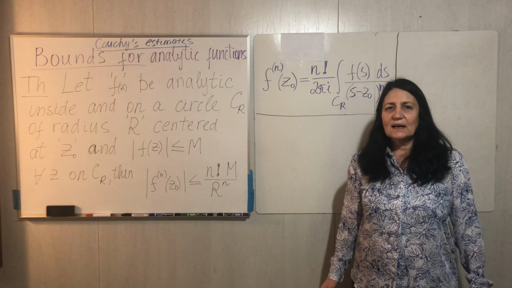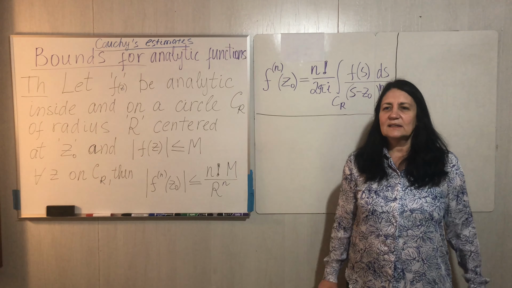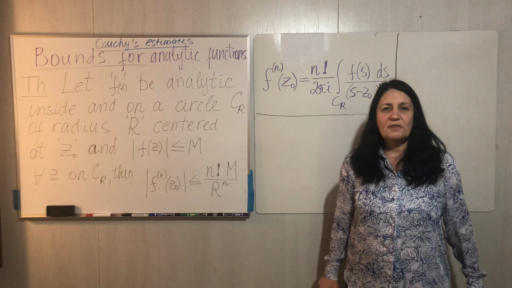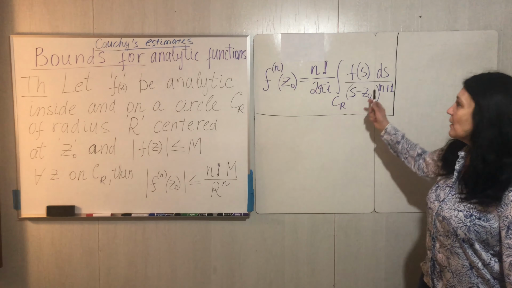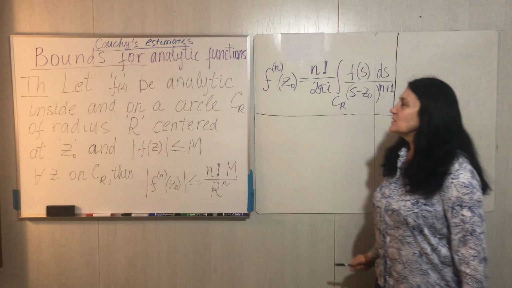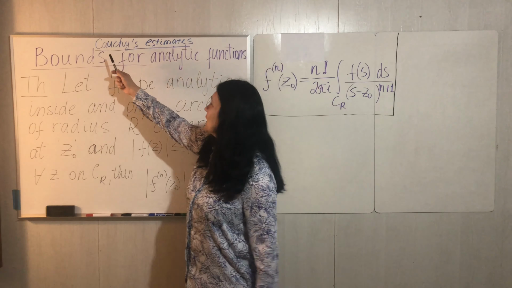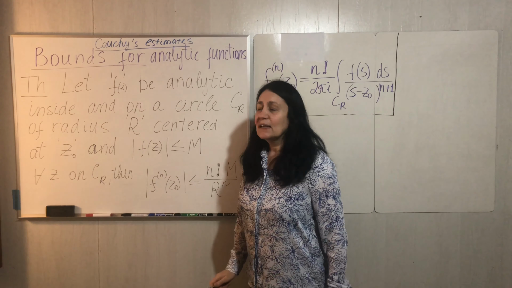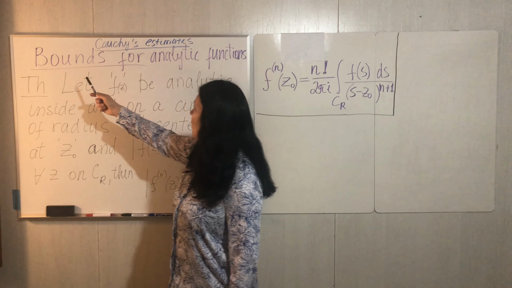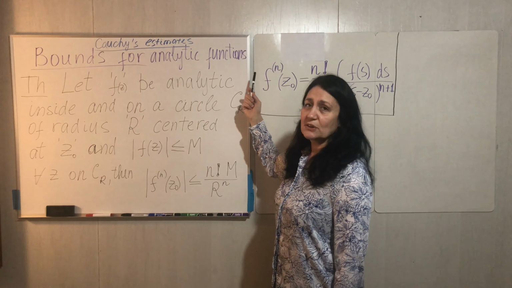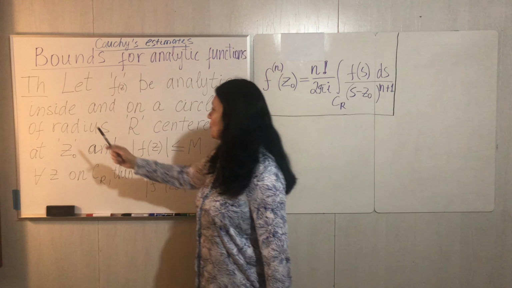Now let's look at one of the theorems that follows from this formula. In some books it is called Cauchy's estimates. In some books, in the current Saff's book, it's called bounds for analytic functions. So here is the theorem.